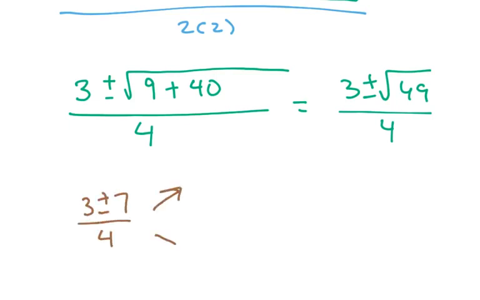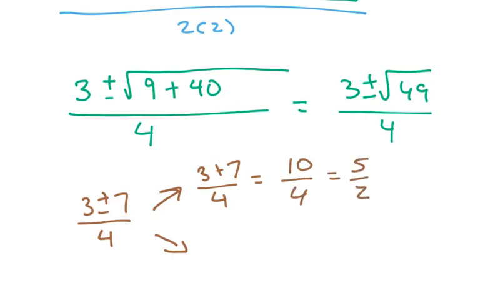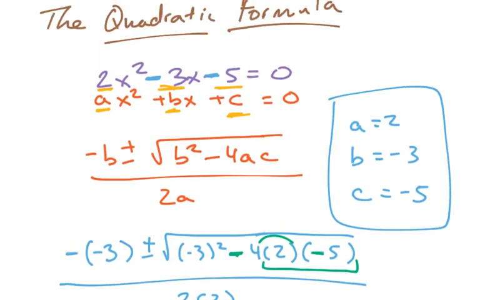And now this splits into 2 scenarios. We have 3 plus 7 over 4, which looks strangely familiar from before. This breaks down to 5 over 2. Then we have 3 minus 7 over 4, which is negative 4 over 4, which is negative 1. So we used the quadratic formula.